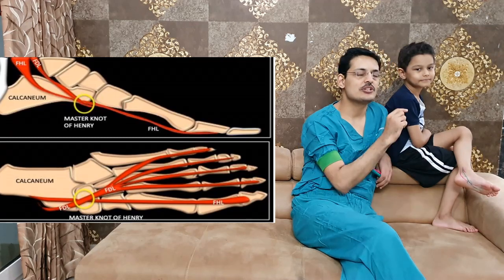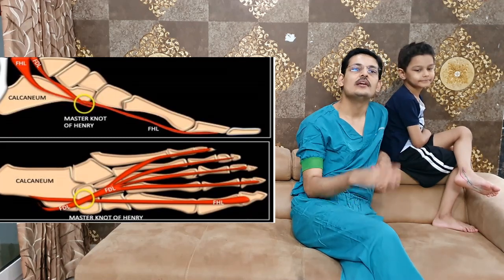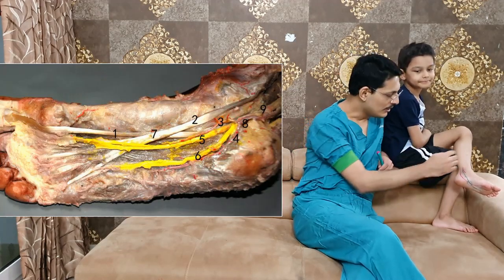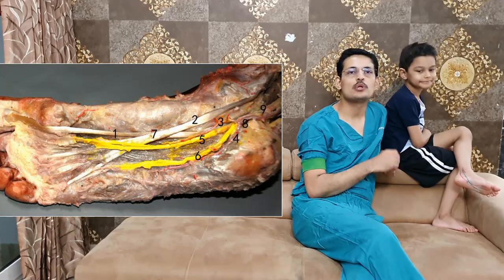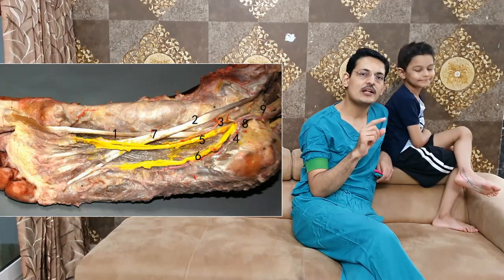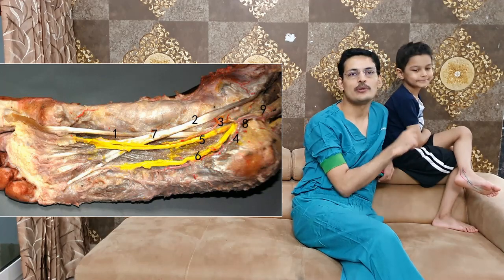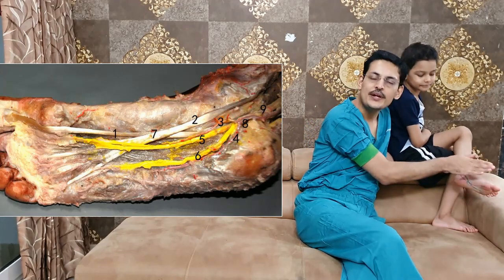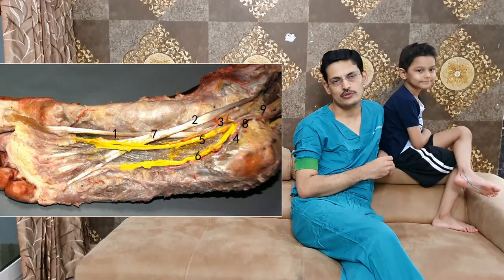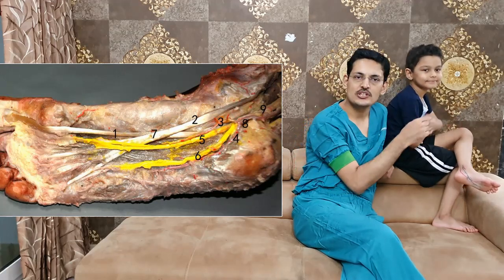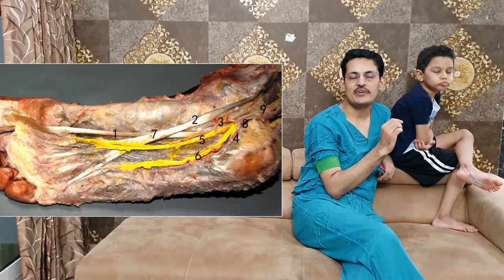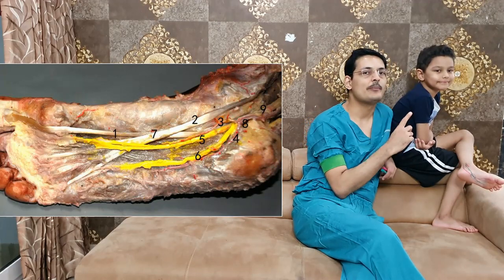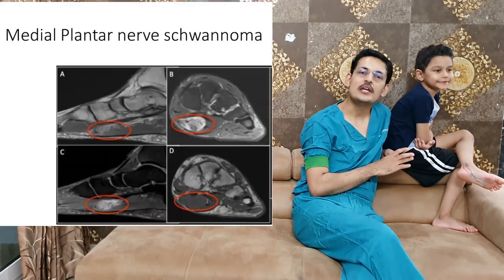The third structure which is in close proximity to the master knot of Henry is the medial plantar nerve, and whenever you want to approach the area of the master knot of Henry, you will be very close to the medial plantar nerve. And what is the medial plantar nerve? The medial plantar nerve is the larger branch of the posterior tibial nerve, and it supplies the medial 3.5 portion of the sole of the foot. So whenever you want to approach the master knot of Henry area surgically, you must be very careful of the medial plantar nerve.